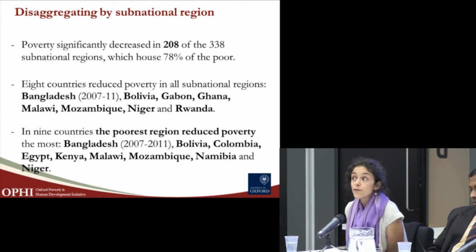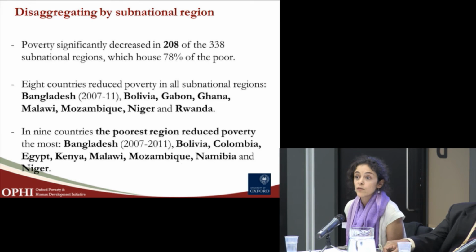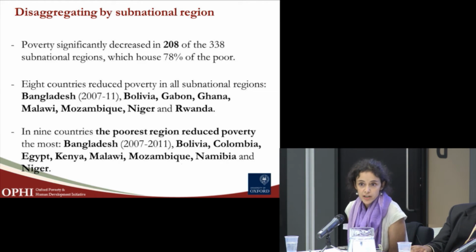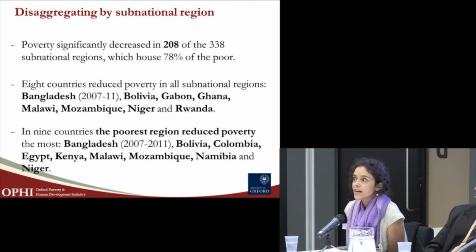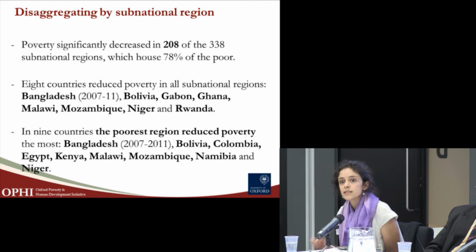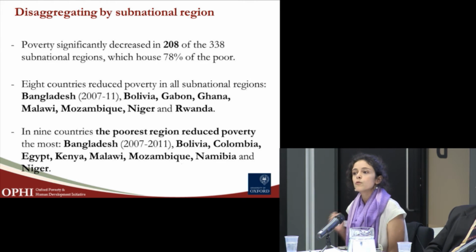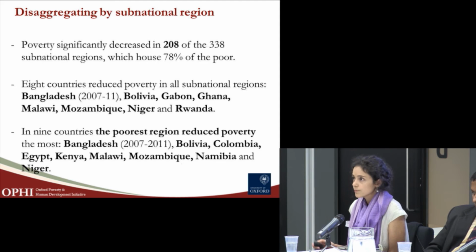This means 78% of the poor at the beginning of the comparison. 8 countries have reduced poverty in all their subnational regions: Bangladesh, Bolivia, Gabon, Ghana, Malawi, Mozambique, Niger, Rwanda. They managed to bring down all regions. And in 9 countries, the poorest region actually had the fastest decrease, the region that reduced poverty most.